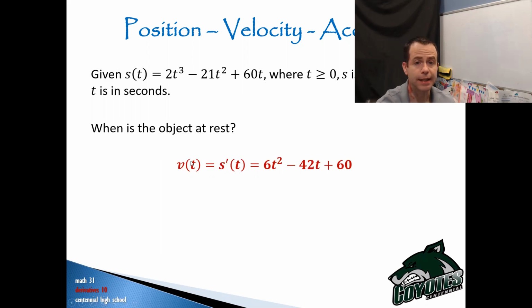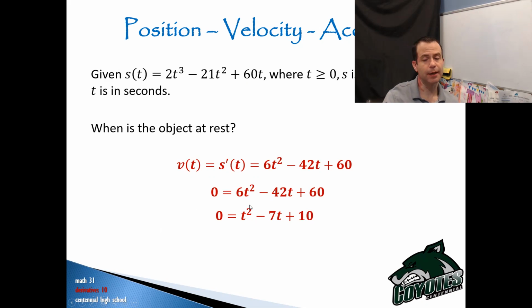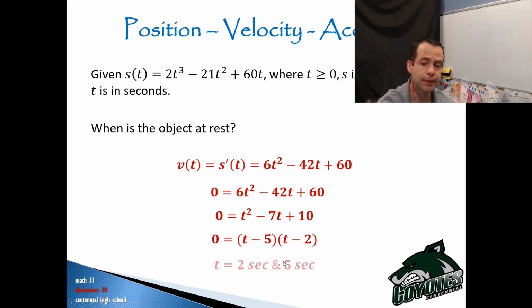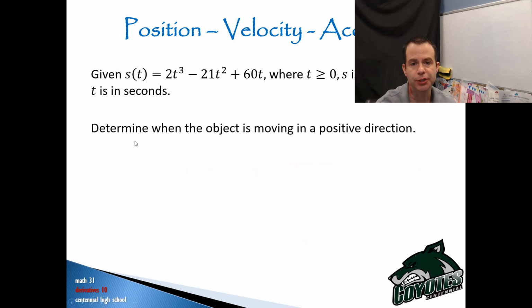Okay, now I'm going to set that equal to 0 if I want the object at rest. I can also divide all of that by 6. That'll just make my life a little easier. Okay, so then I'm going to factor that. That's going to go into t minus 2 and t minus 5, which means t could be 2 seconds or 5 seconds. So at 2 seconds and at 5 seconds, the object is at rest. Okay, 2 seconds and 5 seconds.